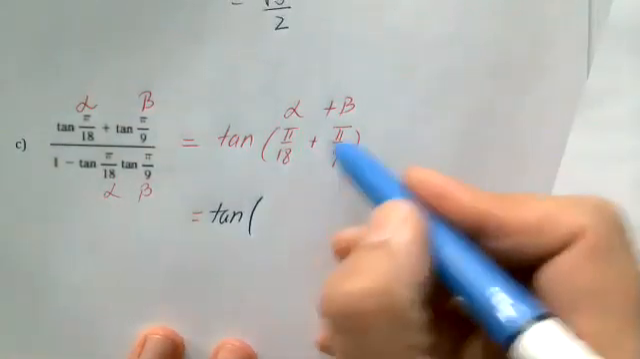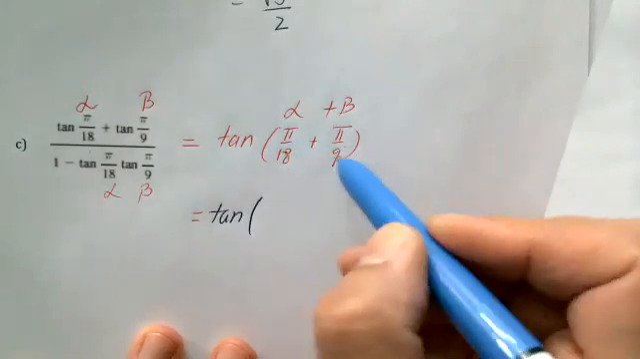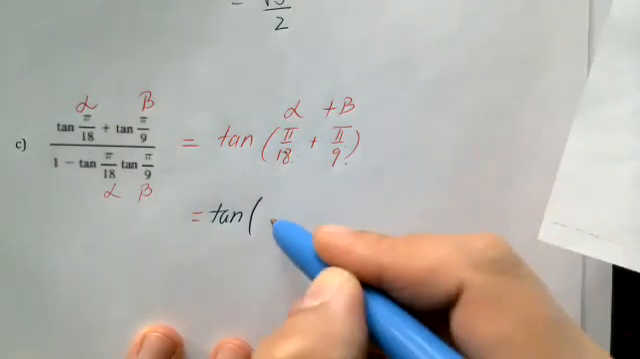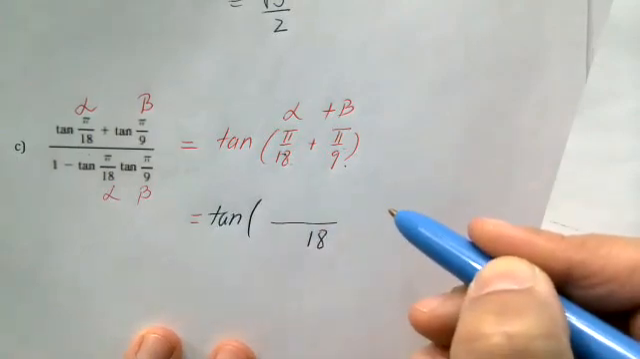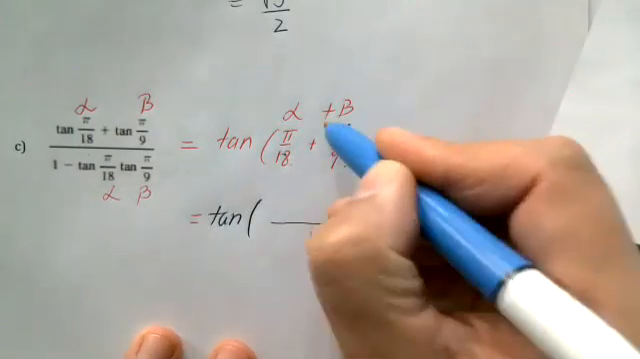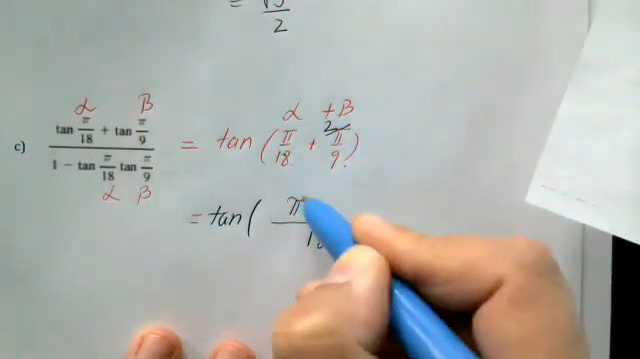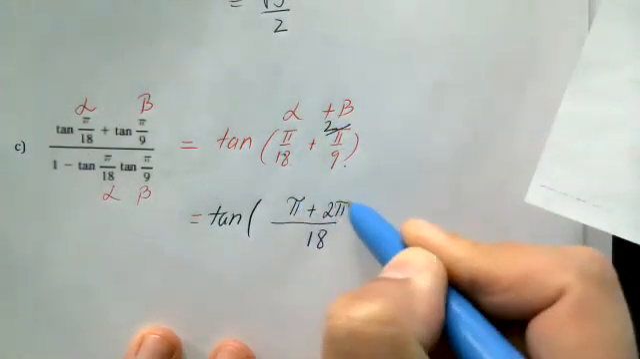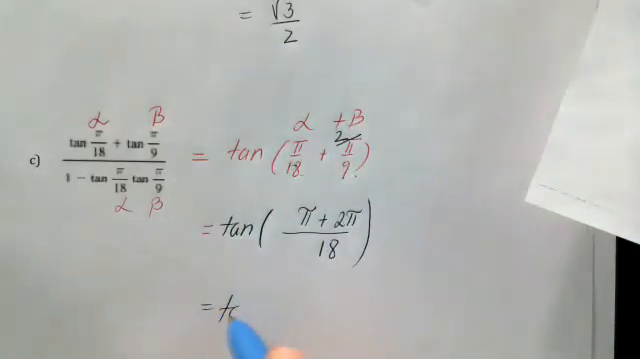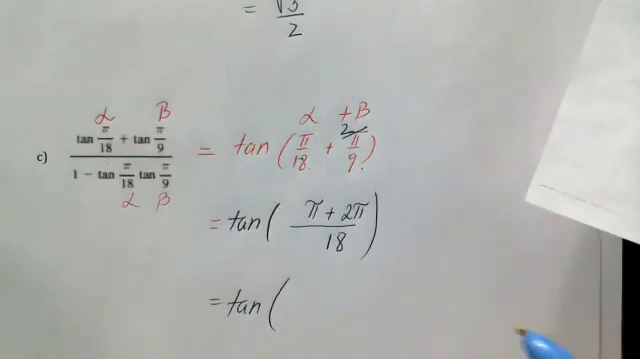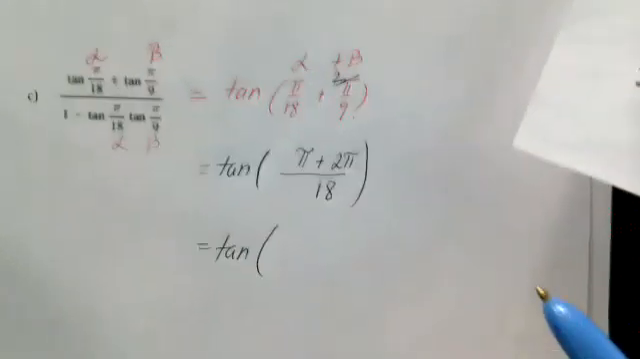Tangent of, now I have two fractions that have different denominators. I need them to be the same denominator, which is 18. That means here I have to multiply by 2. So I would have pi plus 2 pi at the top there. And then pi plus 2 pi is how many pies?